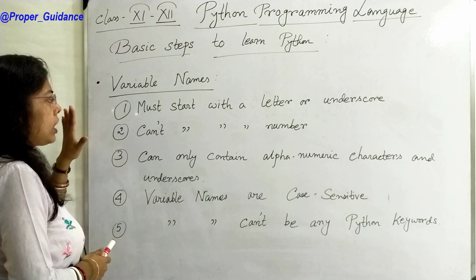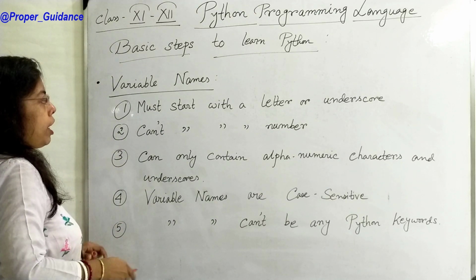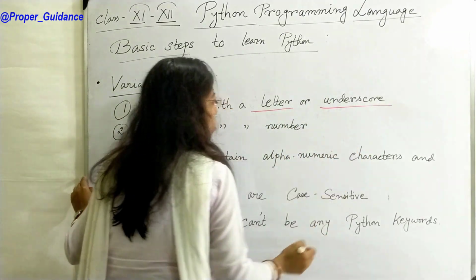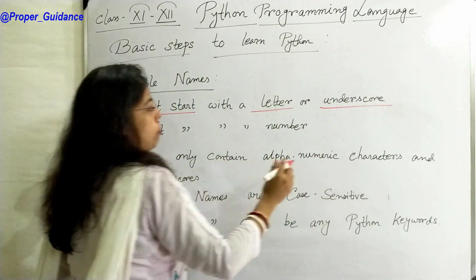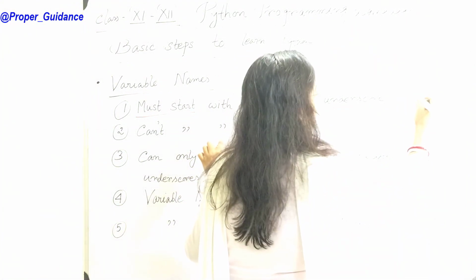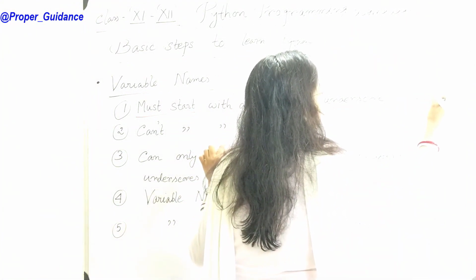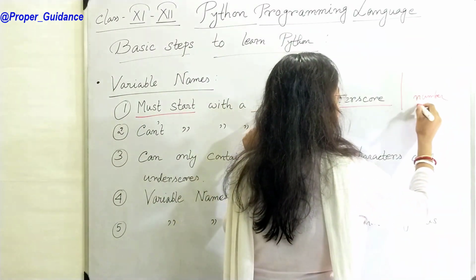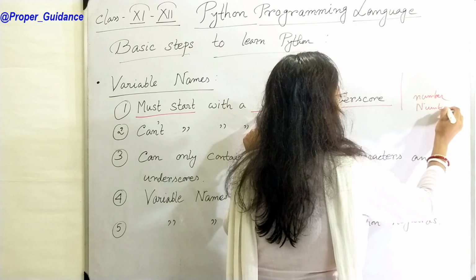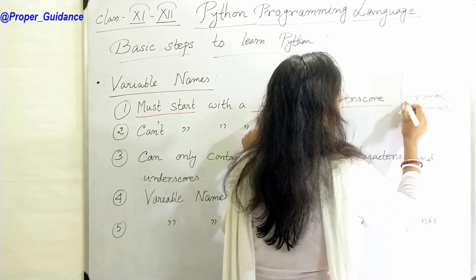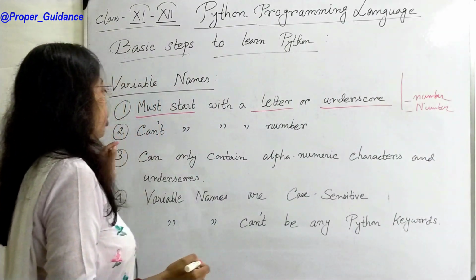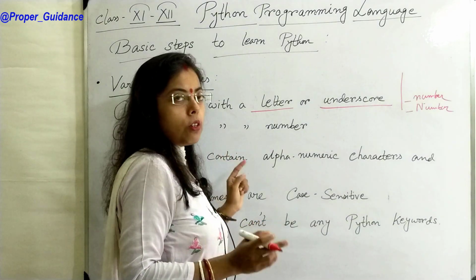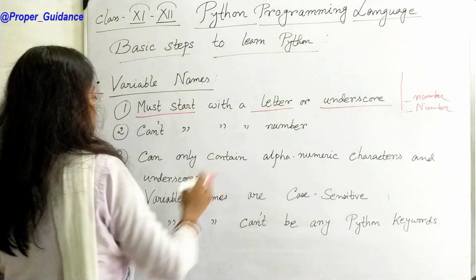First one, number one, the variable name must start with a letter or underscore. Suppose you are taking a variable like this, letter. First one is number, you may write it like this also, number, or underscore number, like that you can start. So the first point is it must start with a letter or underscore.